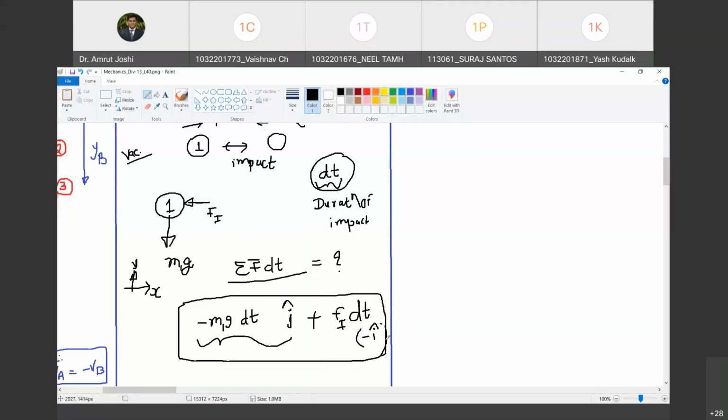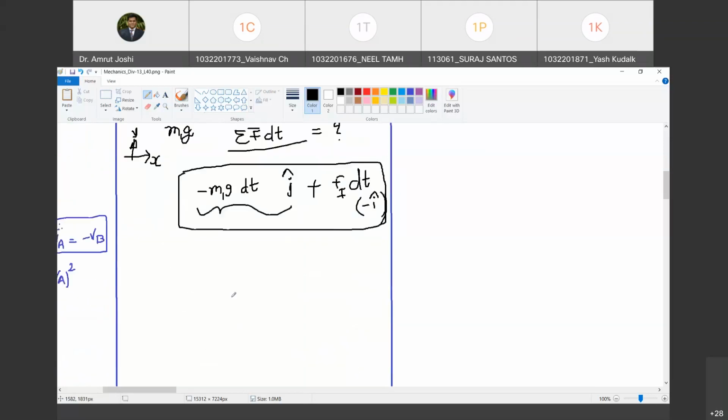Now we will differentiate between a normal force and impulsive force. If you look at this m1g, it was existing even before the impact. It continued to exist during the impact. Whereas when the two bodies had an impact, at that time Fy came into existence. So observation number 1: Fy came into existence only for a short duration of time dt. That is the first thing that needs to be observed.